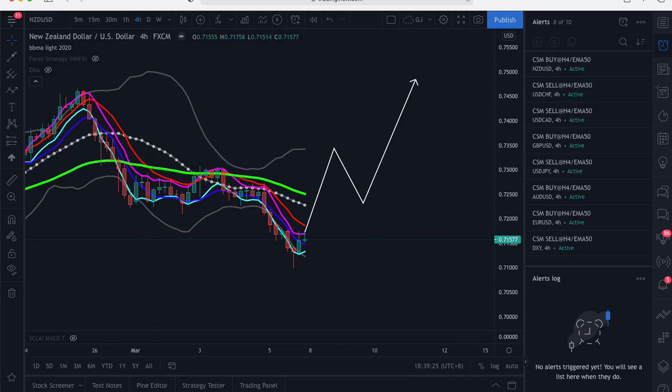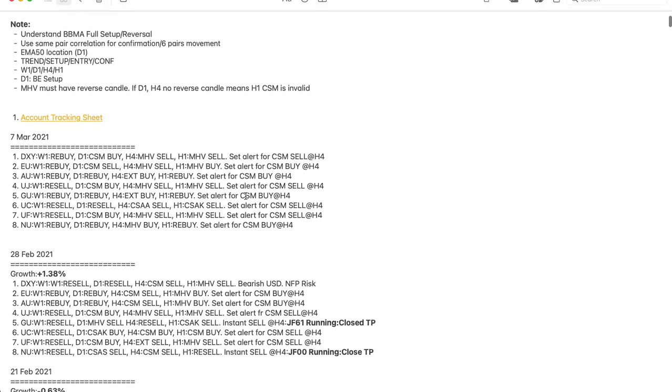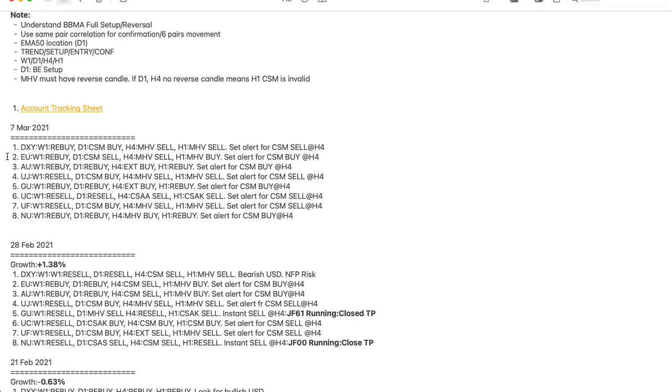Okay, so just a recap, here's our trade plan for this week. We don't have any instant entry. All the pairs are waiting for alerts to happen, so we're going to sit and relax and wait for the alert, then we look at the chart for the entry.